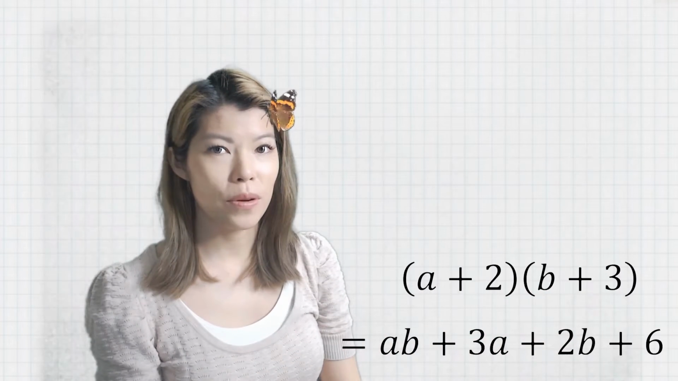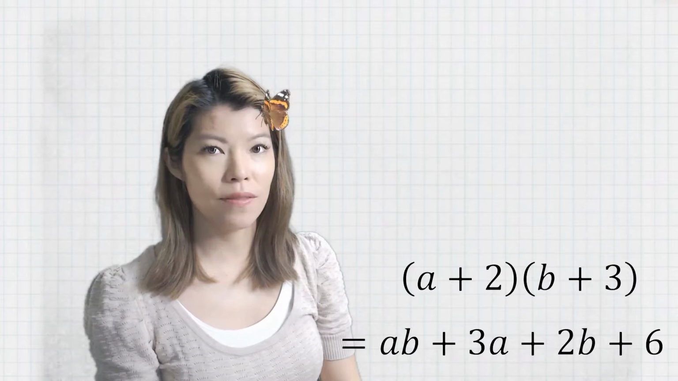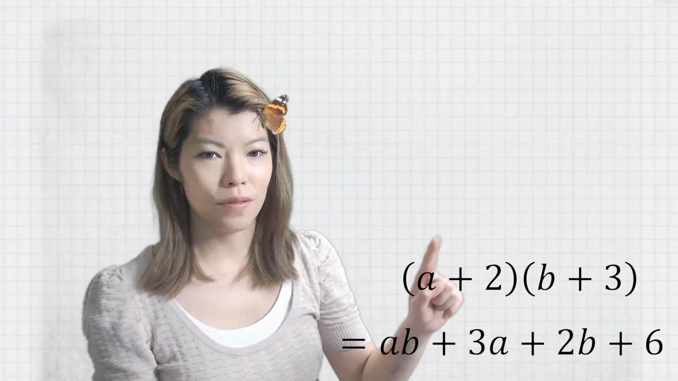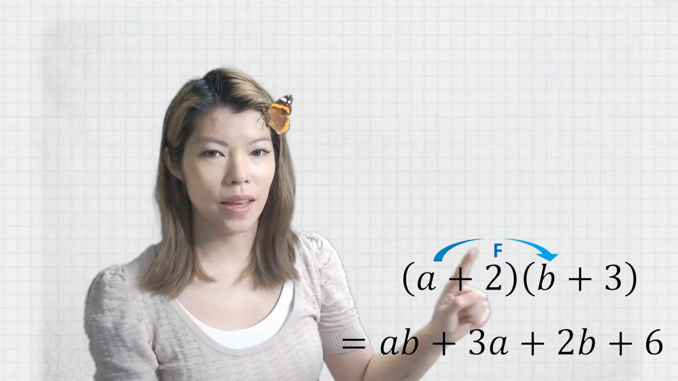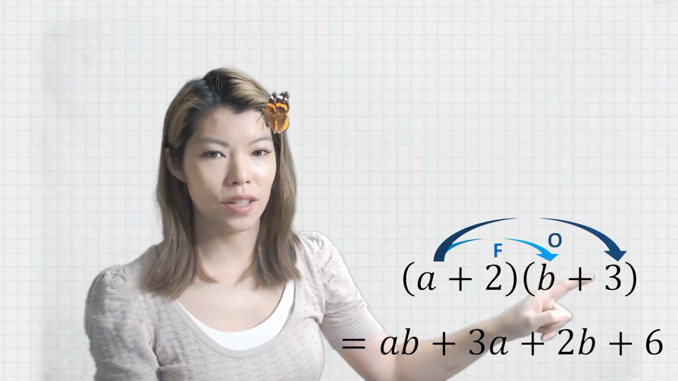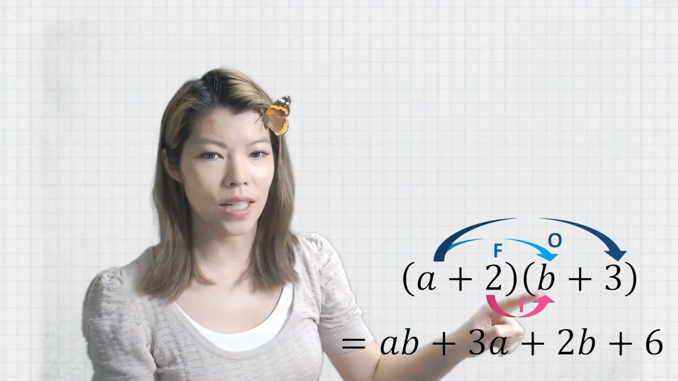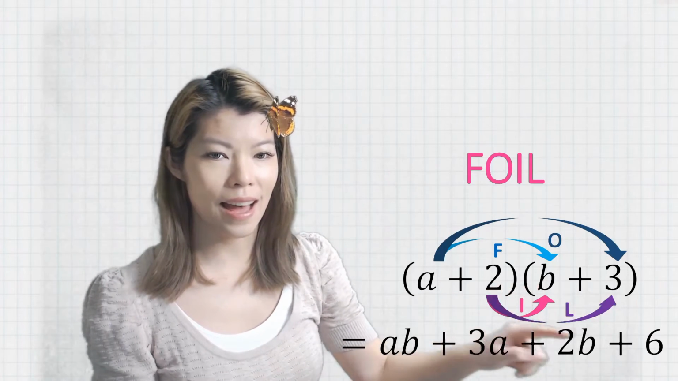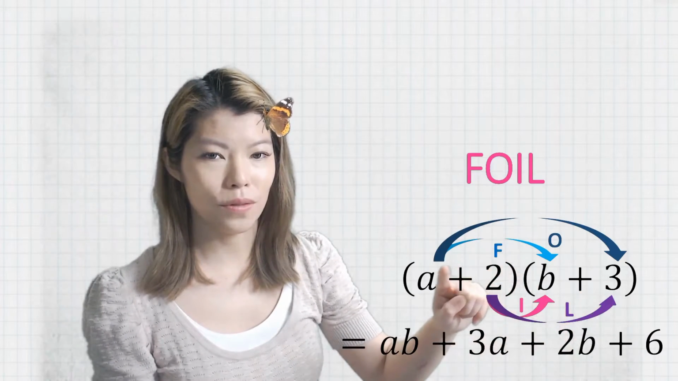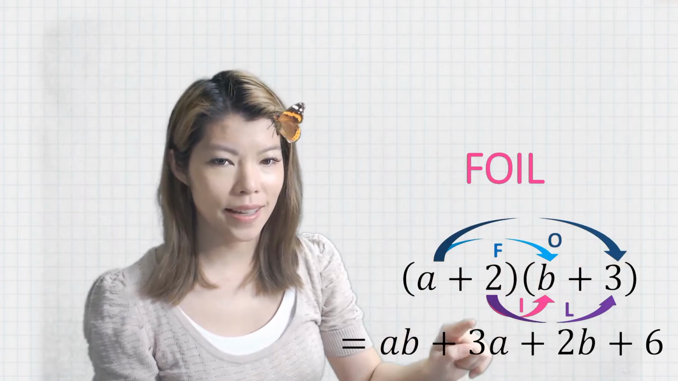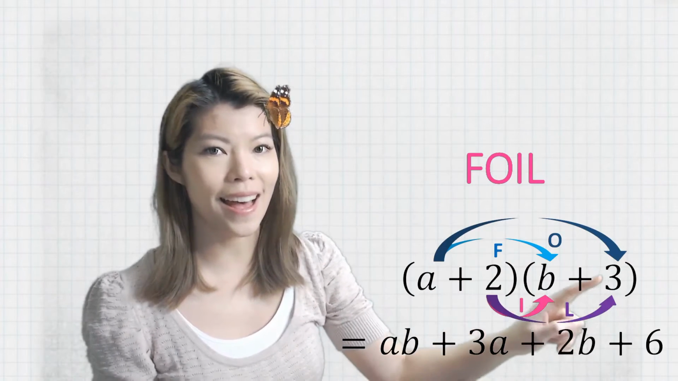One way to remember it is by the acronym FOIL, F-O-I-L. So you do the first term, then the outer term, then the inside two terms, and then the last term. So FOIL: first, outside, inside two terms, and then the last term.